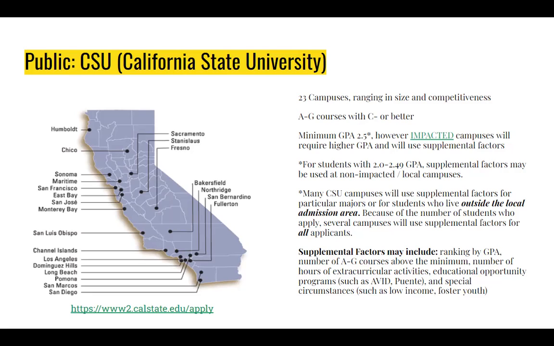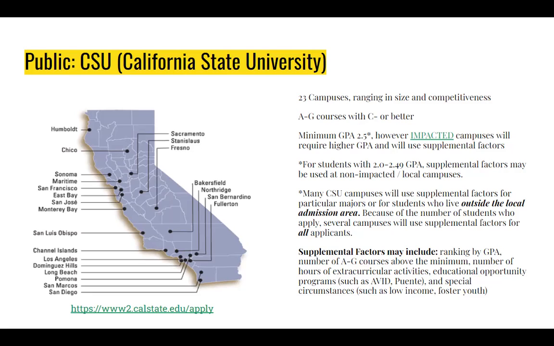You need a 2.5 A through G GPA. So that means all of your A through G classes starting after ninth grade, you have an A through G GPA. That has to be at least a 2.5 for the CSUs. Is a 2.5 going to get you into all the CSUs? No. It's going to get you into the ones that are local, because each school has a local area. So San Francisco and East Bay are local for us. 2.5 will also get you into non-impacted schools, so schools that are not over full. Bakersfield, Stanislaus, sometimes Monterey Bay, and a few others.